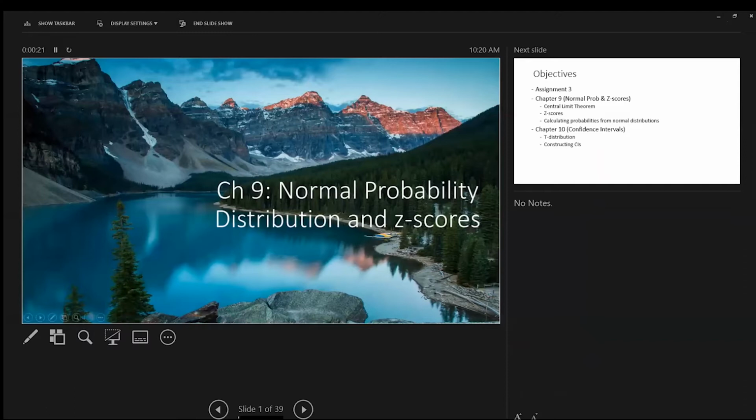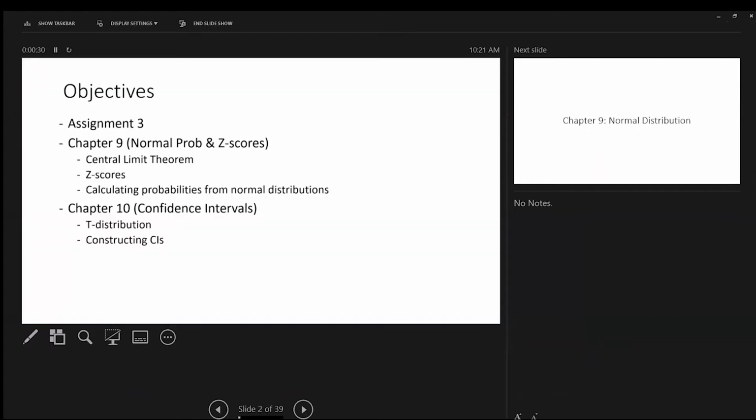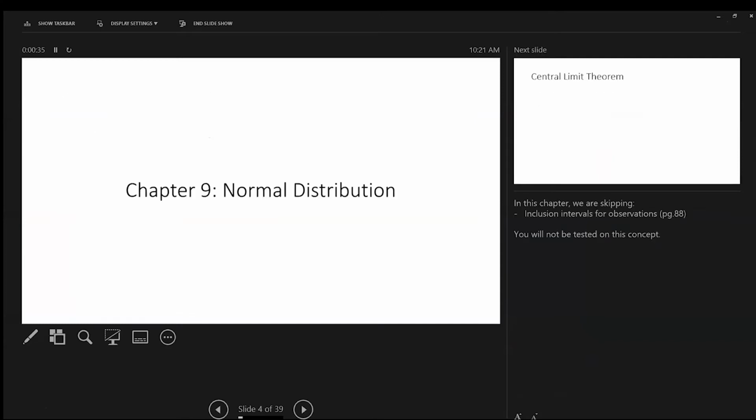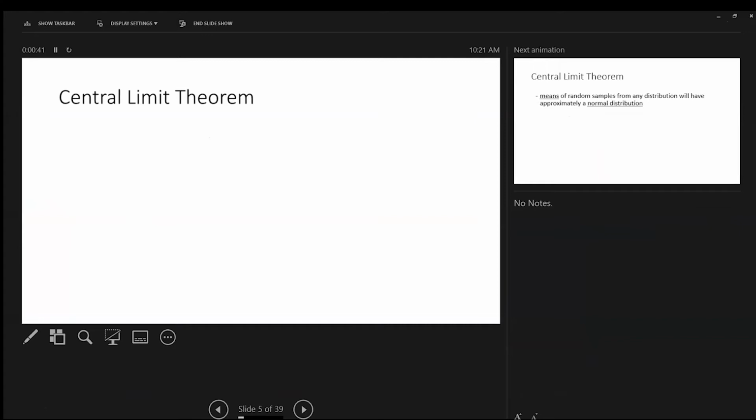Okay, so today we're talking about normal probability distribution and z-scores. So we're switching gears a little bit. One of the central tenets of this normal distribution is the central limit theorem, which should hopefully be familiar to most of you. If you took calculus at any point, the central limit theorem will also be familiar to you from that as well. It's a very commonly used topic for calculus.